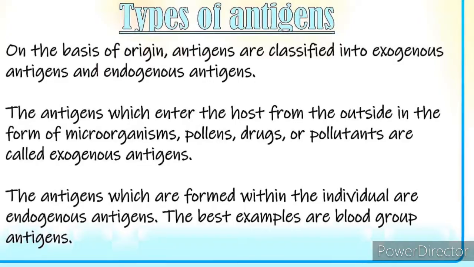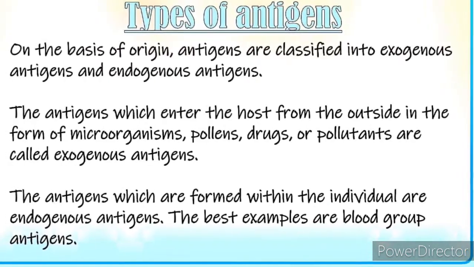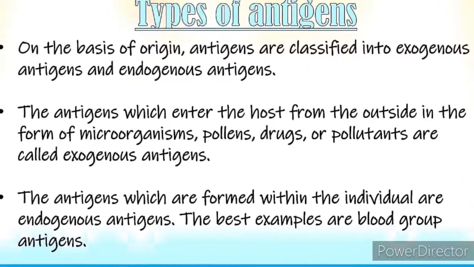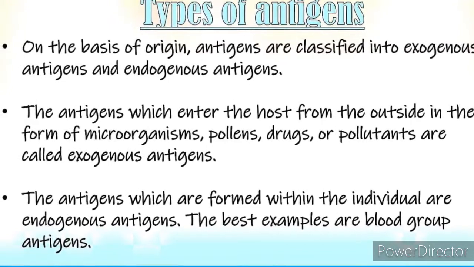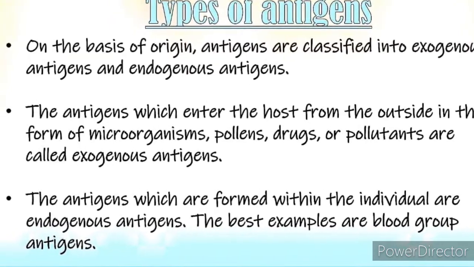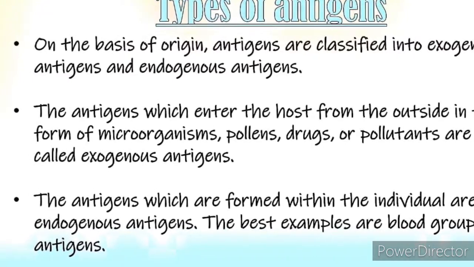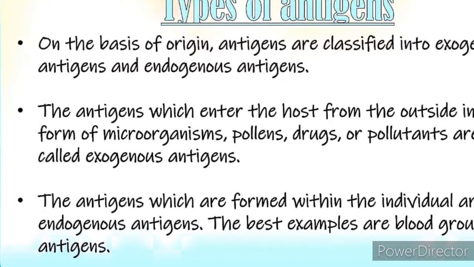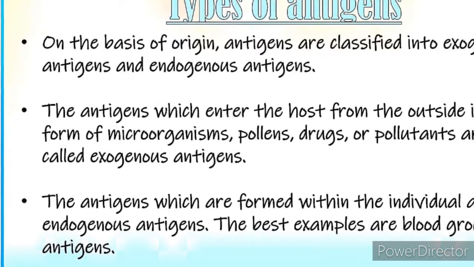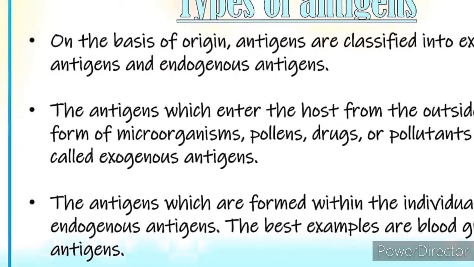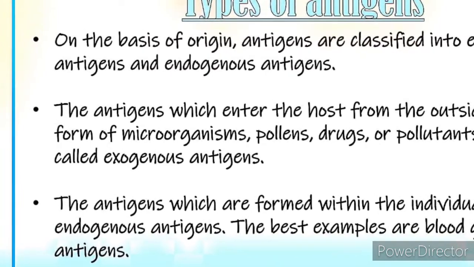Okay. Right. Types of antigens. There are two types. Exogenous and endogenous. Exogenous antigens are those which enter the host from the outside in the form of microorganisms, pollens, drugs or pollutants. The antigens which are formed within the individual are called endogenous. Example, blood group antigens.